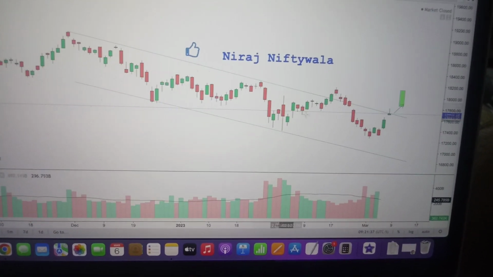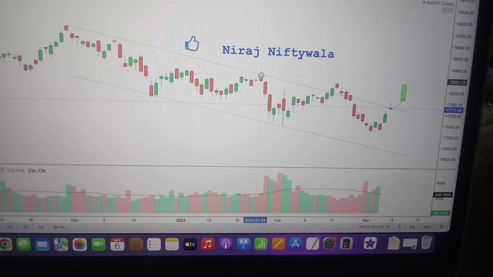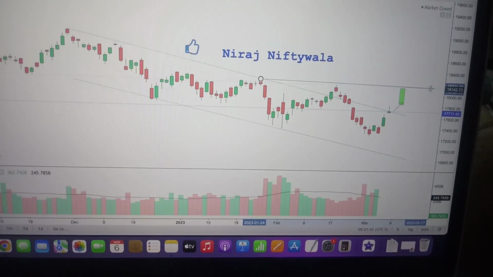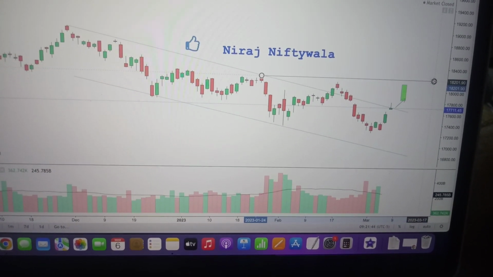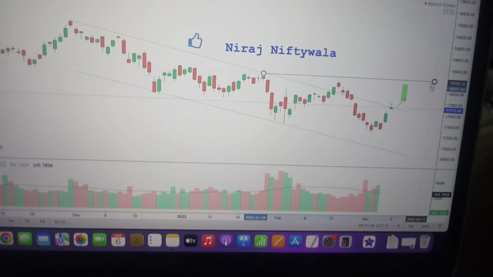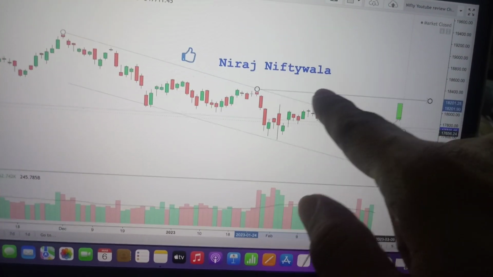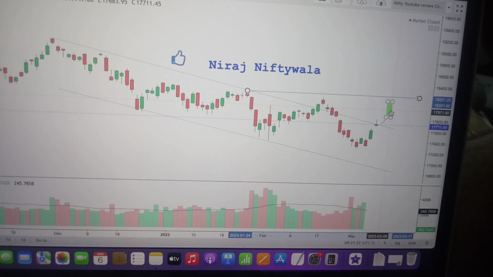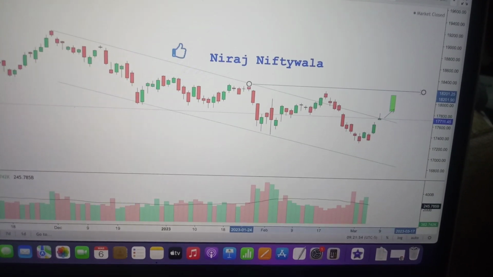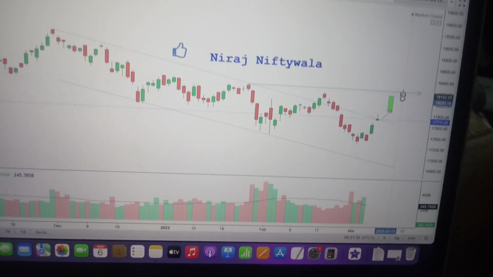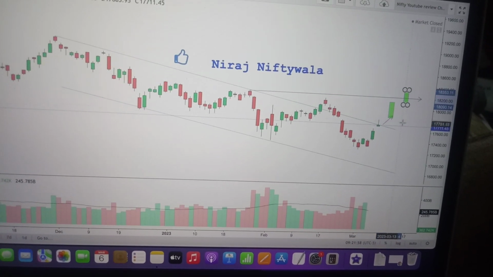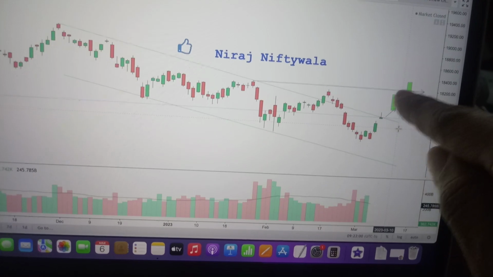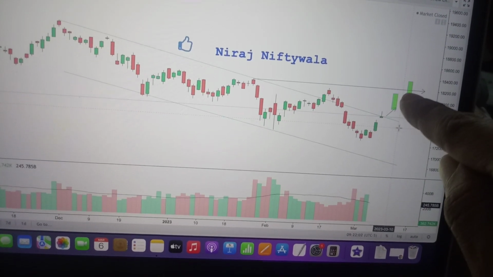Let me also draw an arrow for you so that you can clearly demarcate the level above which the Nifty will be considered bullish. This arrow which I have drawn over here is at the 18,200 level. So if you see one candle close over here and the next day the candle closes above this, then the market will turn bullish.